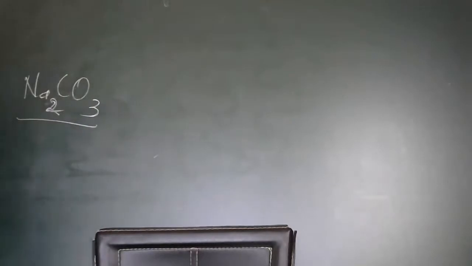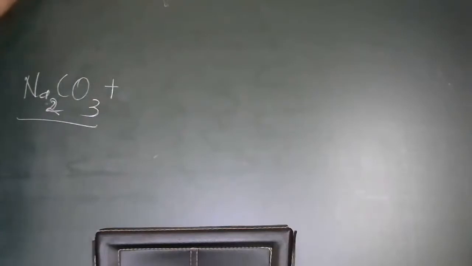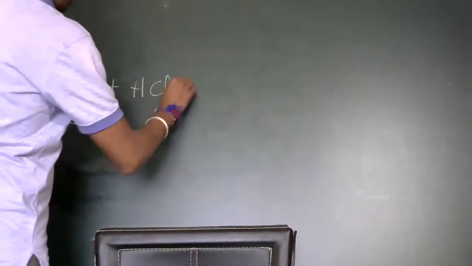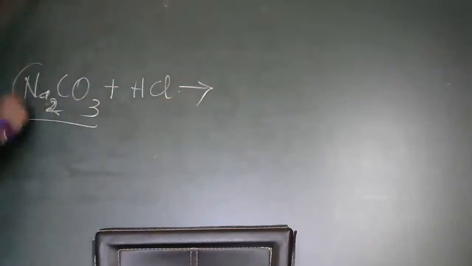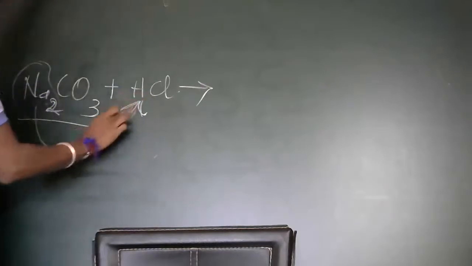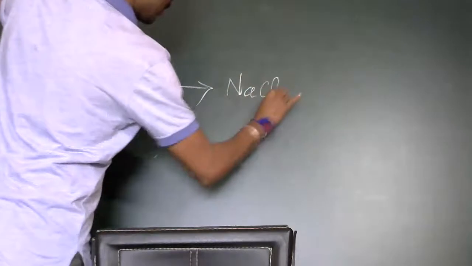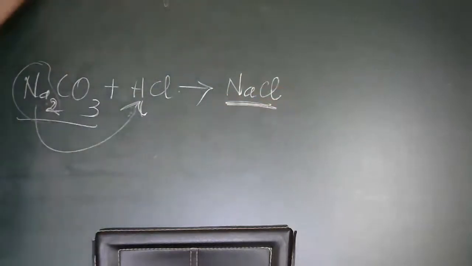Sodium carbonate reacts with HCl. Sodium replaces the hydrogen to form NaCl. Sodium chloride is formed. Salt is formed.